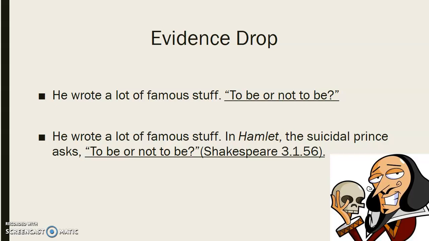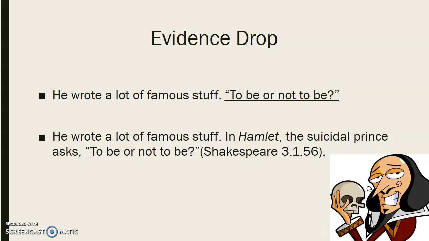The first example here might be something a student would write. This is a very simple example, but you might have a claim you're making. He wrote a lot of famous stuff, to be or not to be. That first sentence is a student's idea, and the second sentence is obviously the evidence. It's quoted from Shakespeare's play Hamlet.